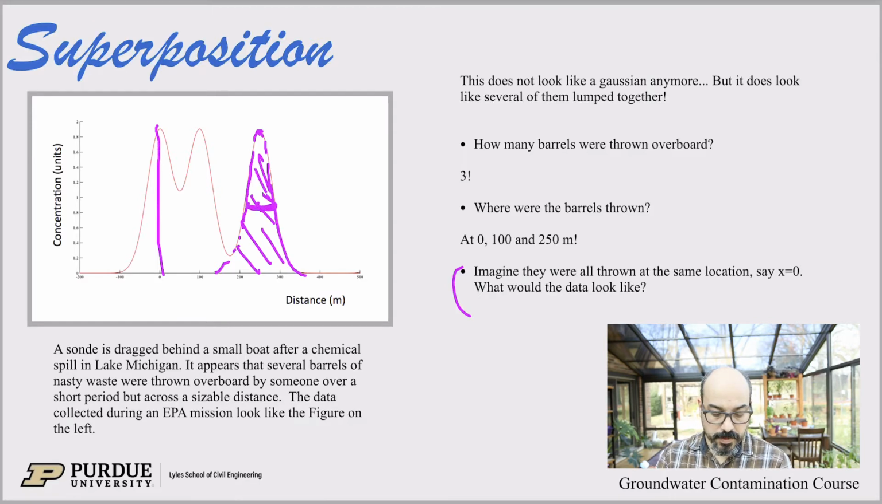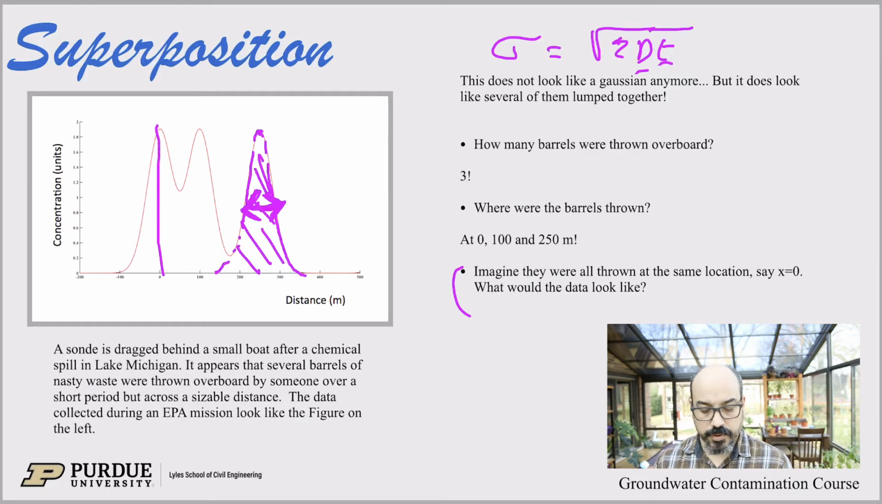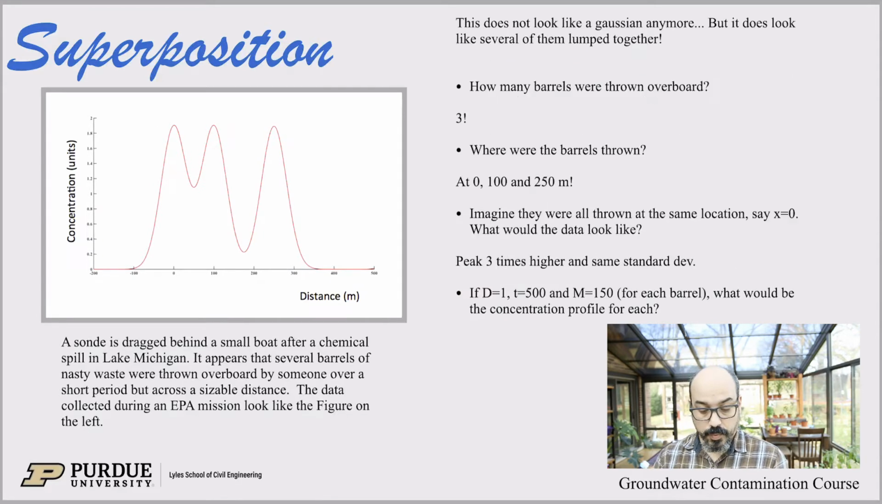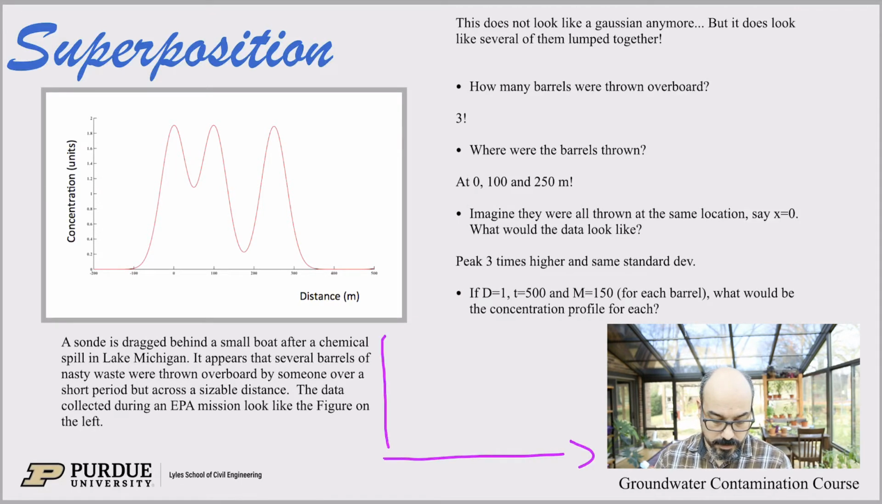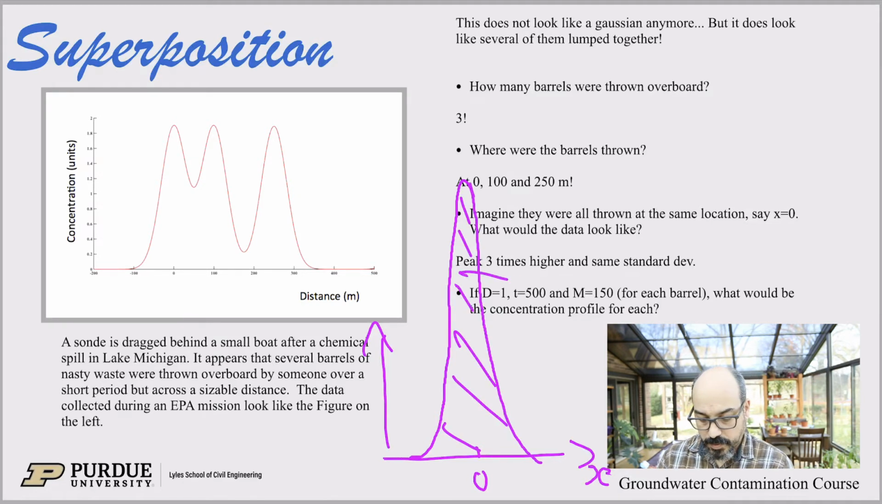And the variance, or the standard deviation, remember that this is just a function of time and dispersion coefficient. Sigma equals square root of 2Dt, time times dispersion coefficient. So that wouldn't be affected by the number of barrels. In other words, we would end up with one pulse, let's say it was at 0. So you would have the same variance, but the mass would be 3 times as much, and the peak would be 3 times higher. But the standard deviation or the variance wouldn't change.